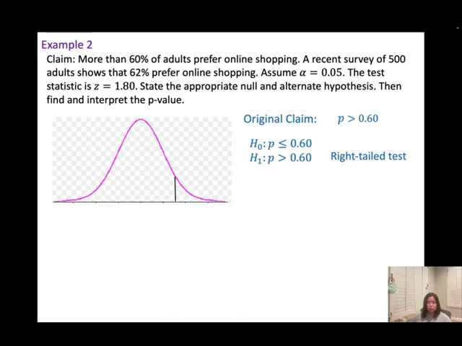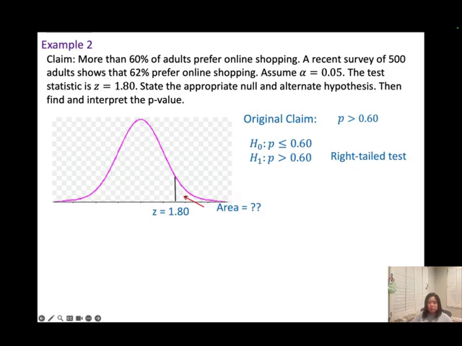Okay, so right tail test here. Given the test statistic is going to be 1.8, so 1.8 is somewhere like here. And then we want to find the p-value. The p-value will be the area of your right tail here.